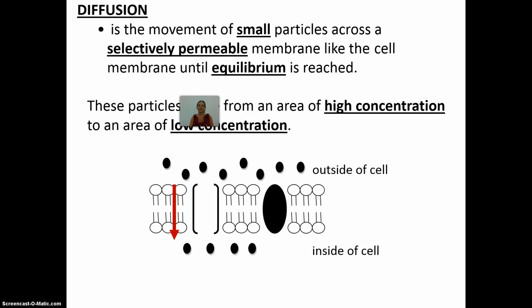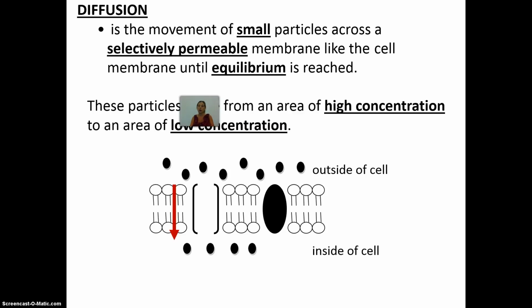Diffusion is just the movement of any small particles across the membrane until a state of equilibrium is reached. So again, this doesn't require any energy. This is still from a high concentration to a low concentration. This is what molecules want to do. So make sure you put that whole definition down there for diffusion. The movement of small particles across a membrane until equilibrium is reached. And equilibrium just means the molecules have spread out as much as they can.